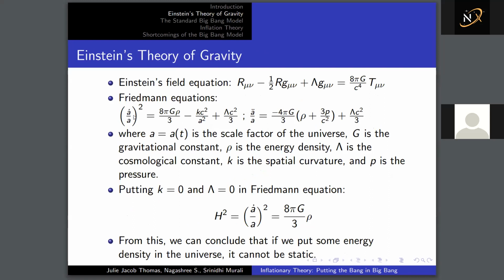If we put a dot equals 0 here, I'm sorry, just consider the first equation. We can actually neglect these two terms, the one with k and the one with lambda. If we only consider the first term and put a dot equals 0, then we see that rho becomes 0, because 8 pi G by 3 is a constant. What this means is that if the rate of the scale factor changing is 0, then you cannot have an energy density in the universe. In other words, if I put some energy density in the universe, then the universe has to be either expanding or contracting. It cannot be static. So this was basically the foundation for the Big Bang theory.